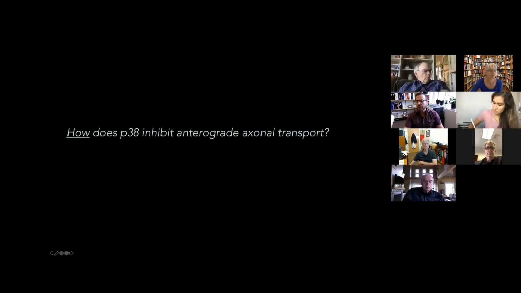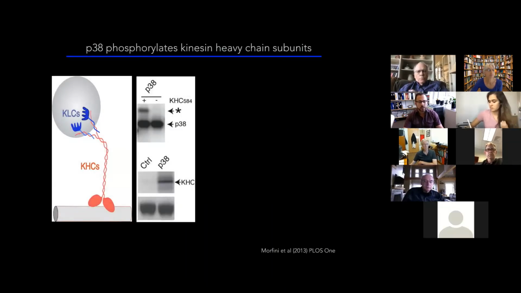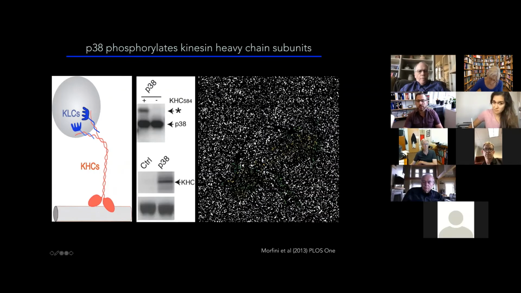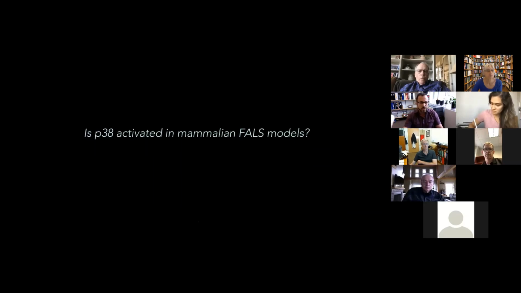But how does it happen that P38 inhibits axonal transport? I'm going to speed up a little bit here, otherwise I won't get to the interesting part of the plan, which is that we found that P38, in fact, phosphorylates the subunits of the conventional kinesin motor, and in doing so, the phosphorylation happens at this interface between the head of this motor protein and the microtubules, and the consequence is that that motor protein no longer can walk along those microtubules. And I didn't have time to show you the data, but all of this is published.